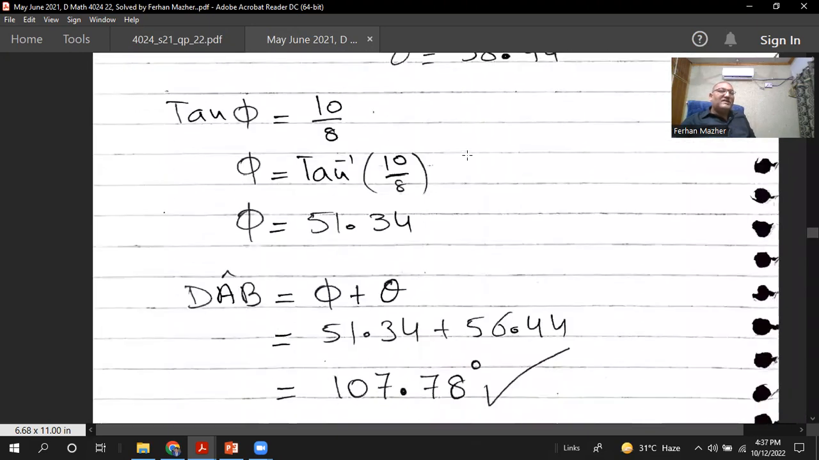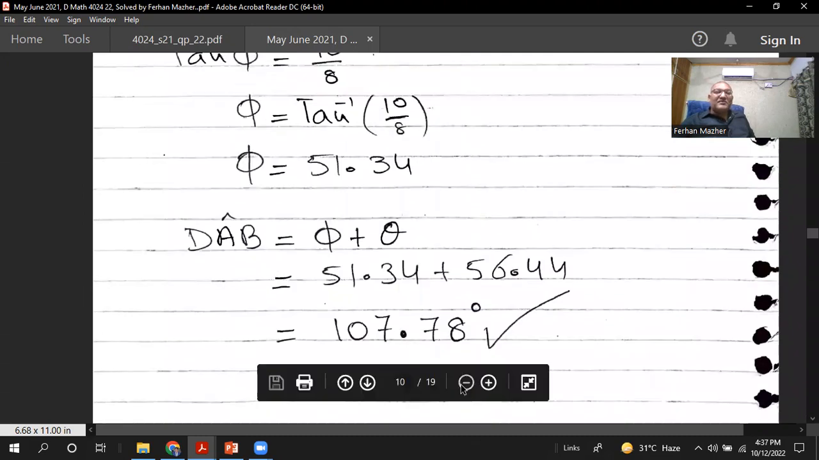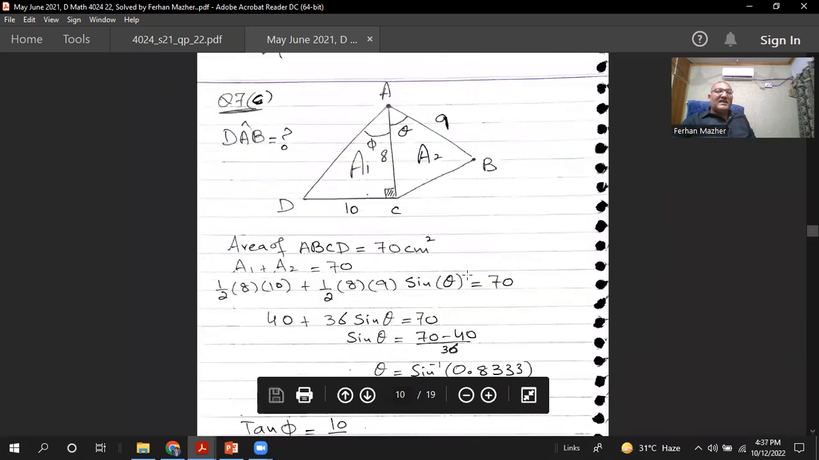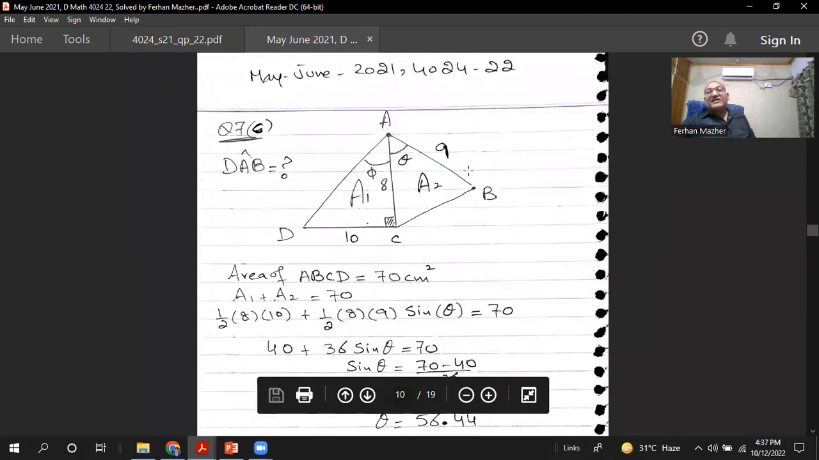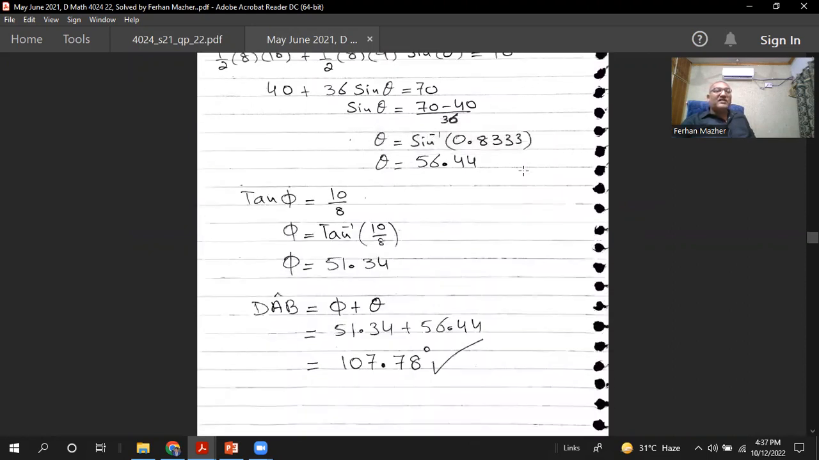So I hope you understand this. And let me reduce the size so you can see the whole question together. This is question number 7, and it's the C part. The whole question is showing up on your screen. So hopefully you understand.